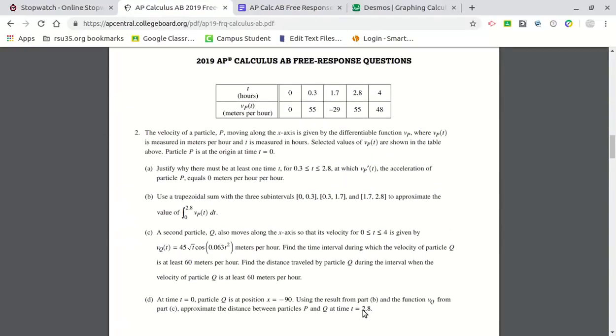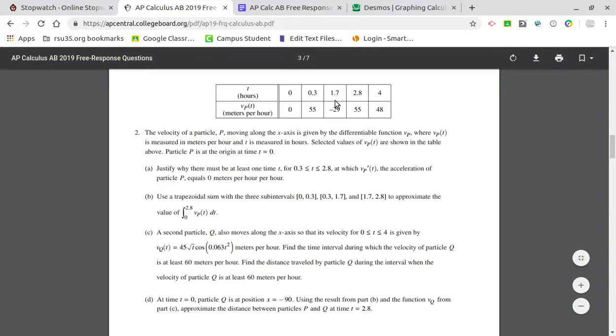2a. The velocity of a particle P moving along the x-axis is given by a differentiable function vP, where vP of t is measured in meters per hour and t is measured in hours. Selected values of vP of t are shown in the table above. Particle P is at the origin. Cool. So, okay. Justify why there must be at least one time t between these two where vP prime of t equals 0.